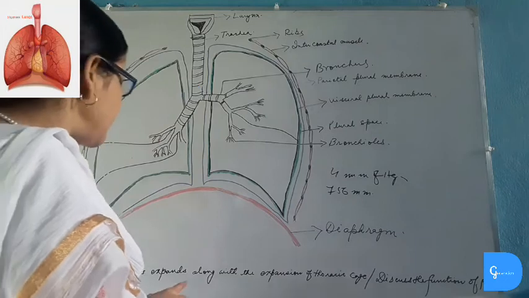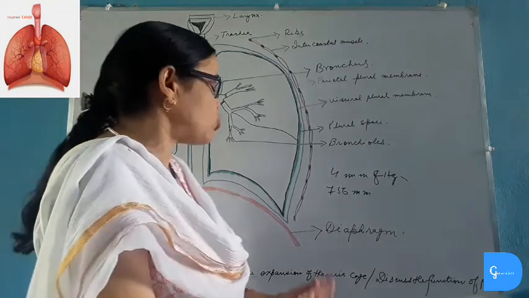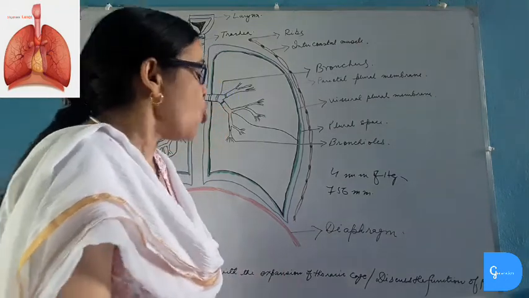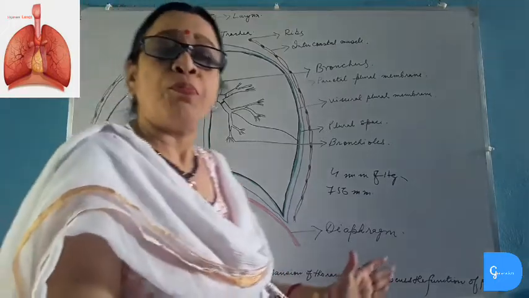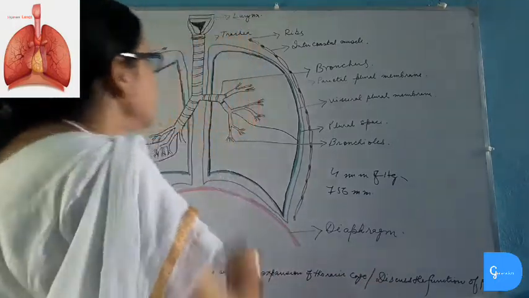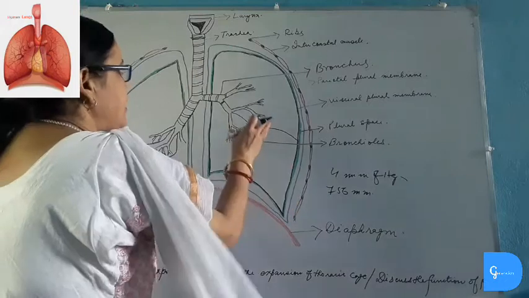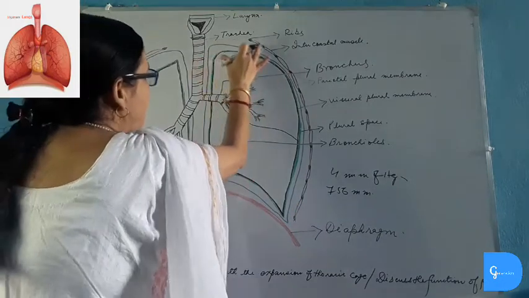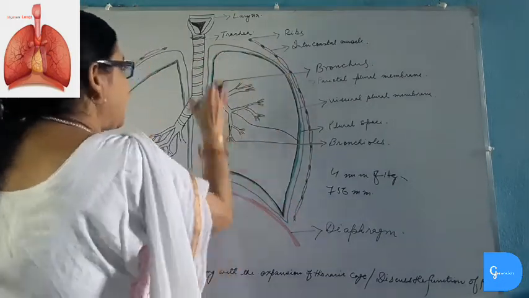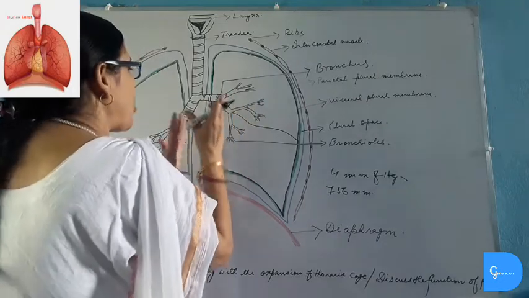How do the lungs expand along with the expansion of the thoracic cage or chest wall, and let us discuss the function of the pleural membrane of the lungs. This is the diagram of the lungs, and the lungs are surrounded by pleural membrane, and each lung has a pleural membrane of its own.